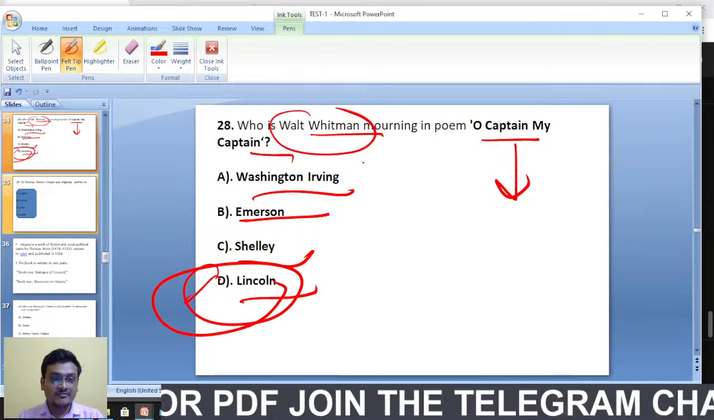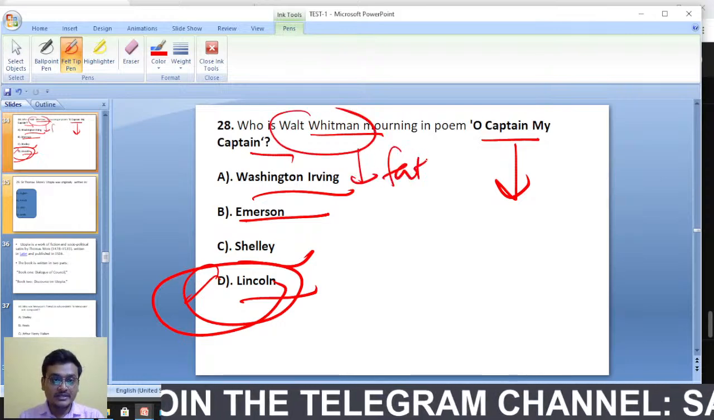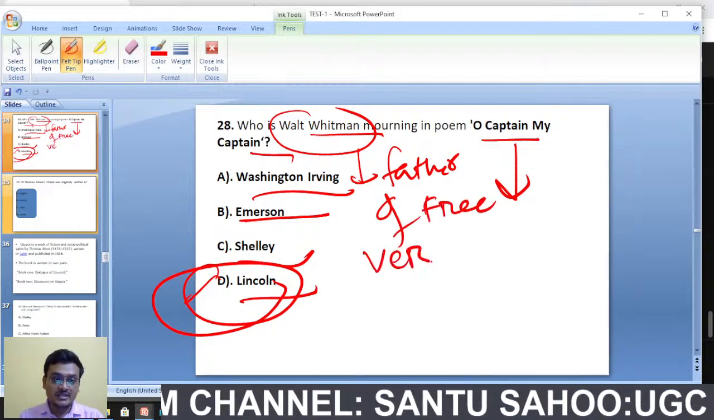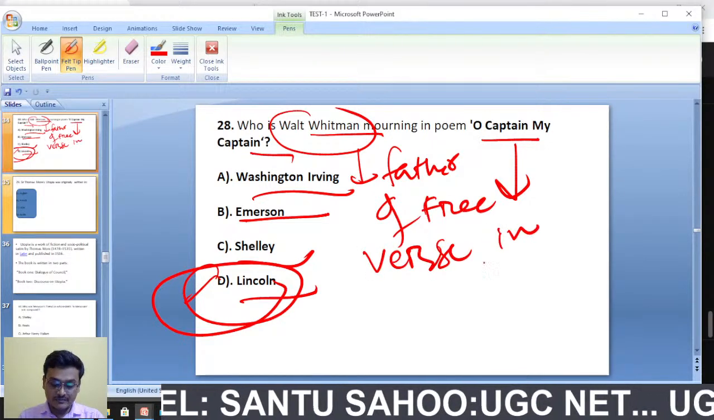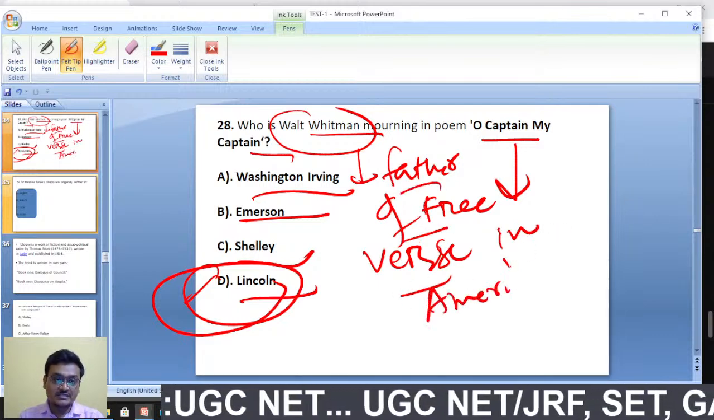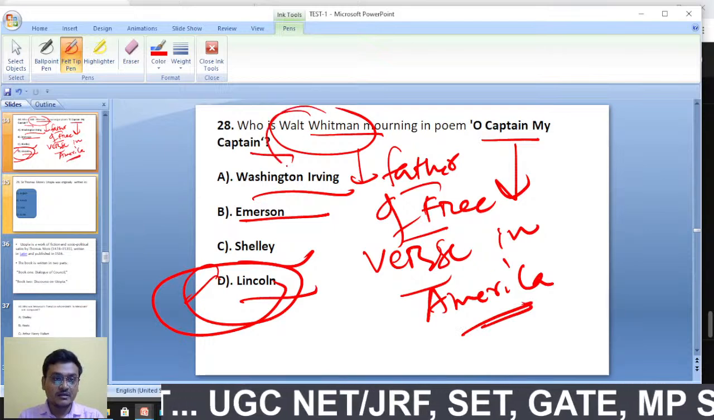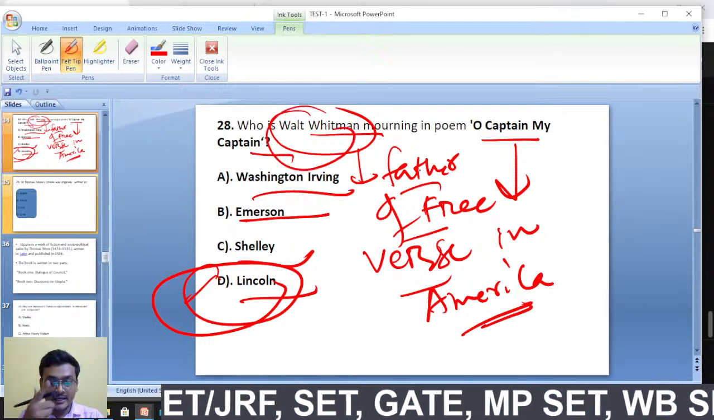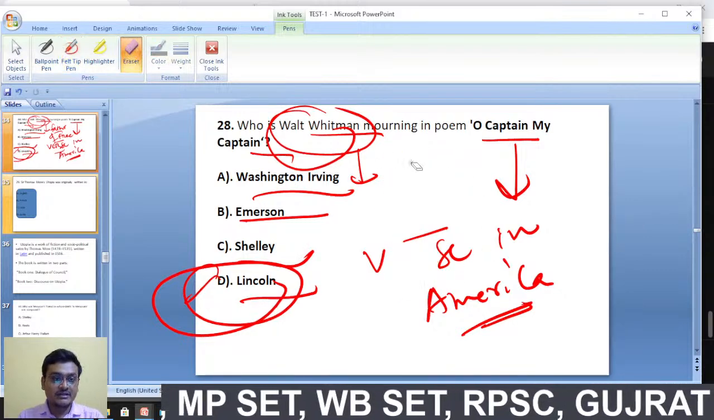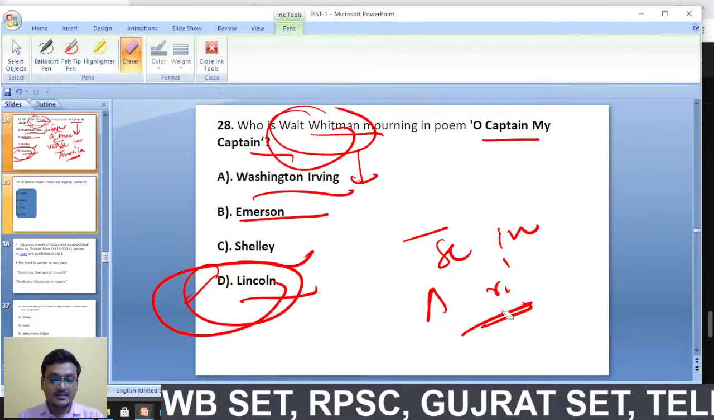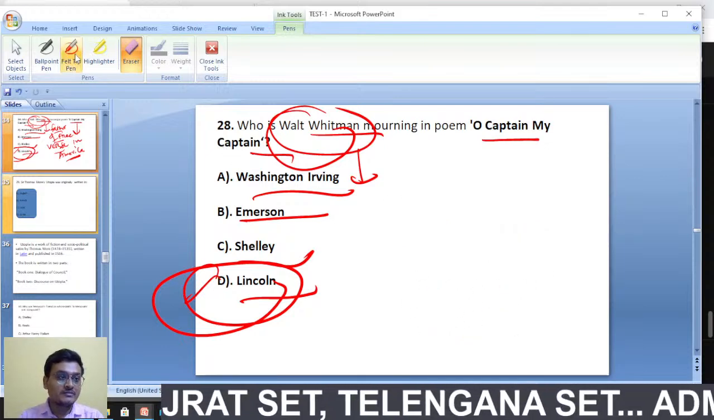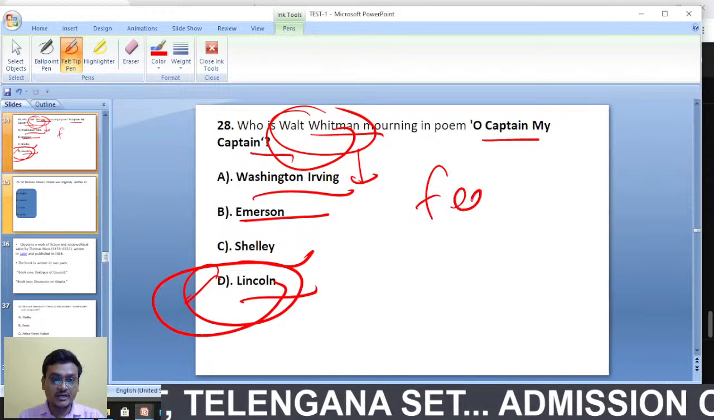And remember, Walt Whitman is the father of free verse in America. Father of free verse, Walt Whitman. And try to remember that "O Captain, My Captain" deals with the fearful trip is done. There is a phrase called fearful trip.